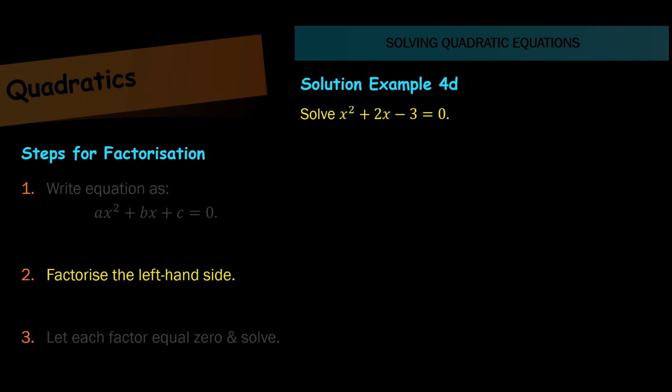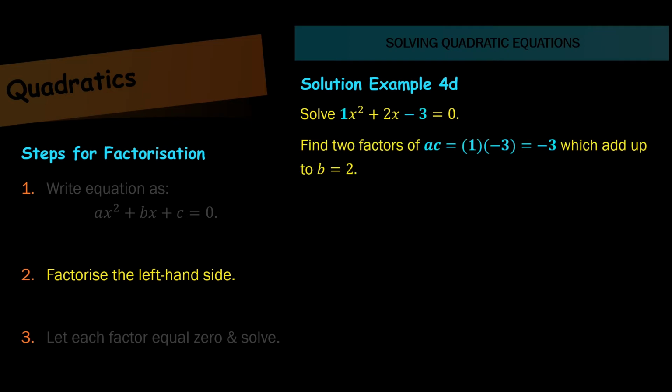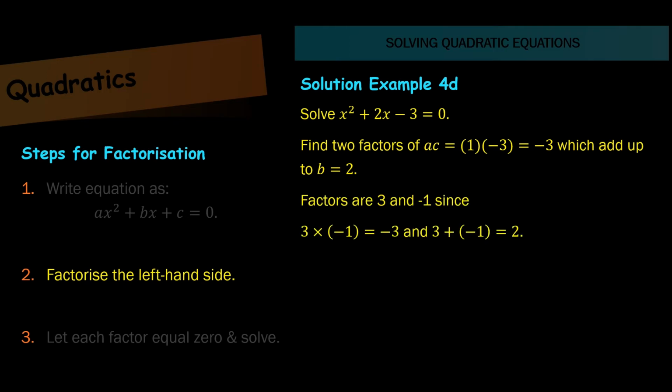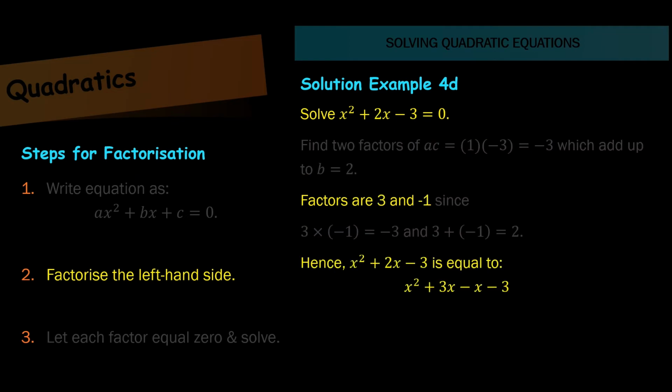We need to find two factors of AC which add up to b equals 2. So a times c is minus 3, and of course b is 2. The factors are 3 and minus 1, since 3 times minus 1 is minus 3, and 3 plus minus 1 is equal to 2. And therefore we can rewrite our equation as x squared plus 3x minus x minus 3, as shown.